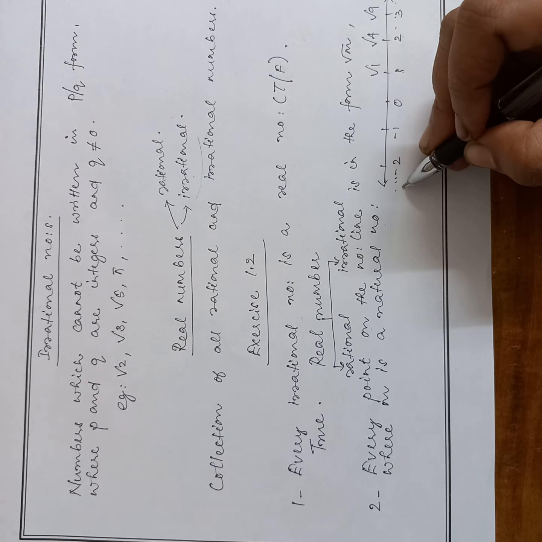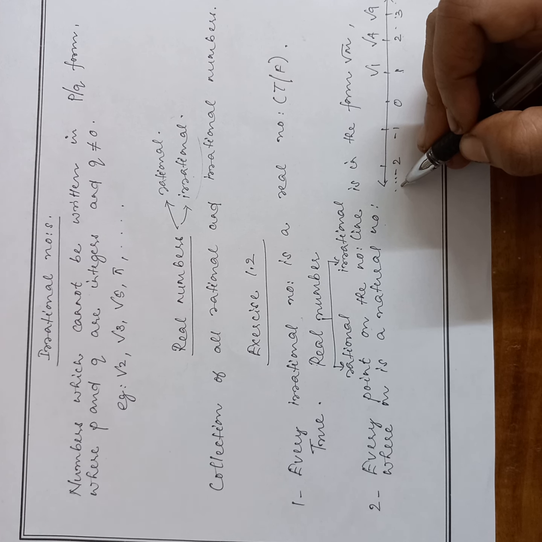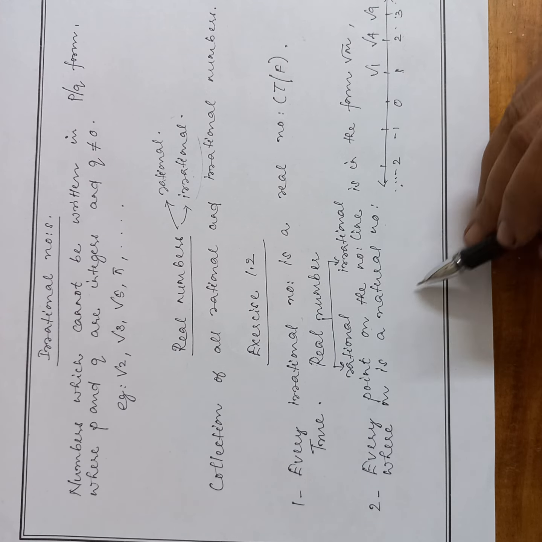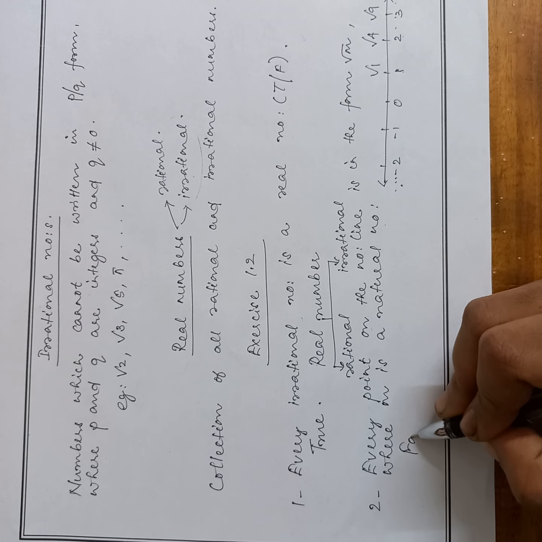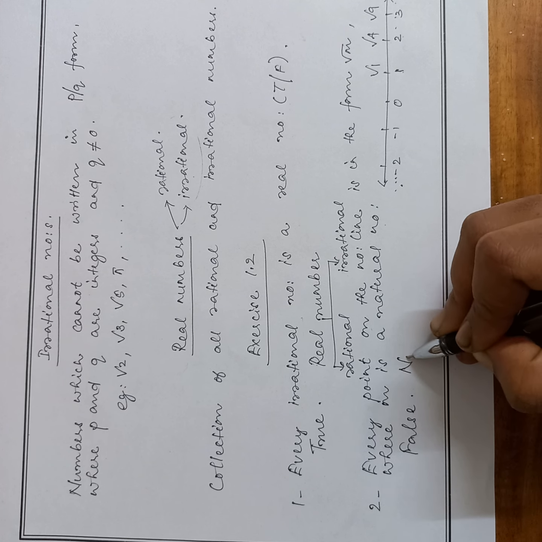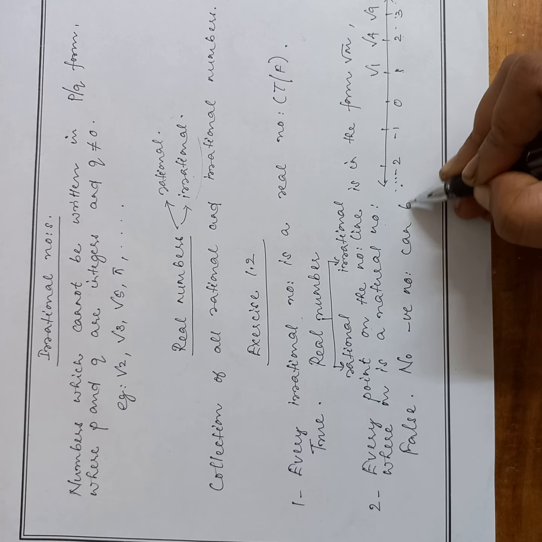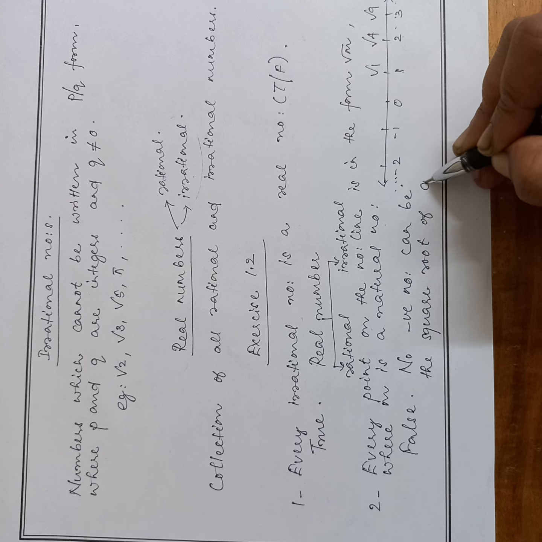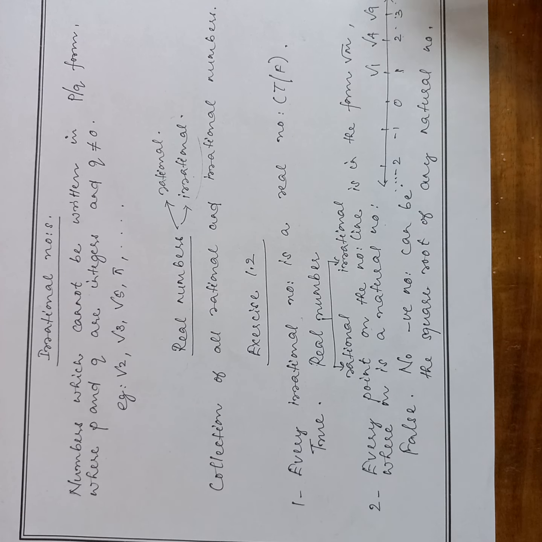But for the negative numbers, we know that no negative number can be the square root of any natural number. So we cannot say that on the negative side they are in the form root m. So the answer is false, because no negative number can be the square root of any natural number.